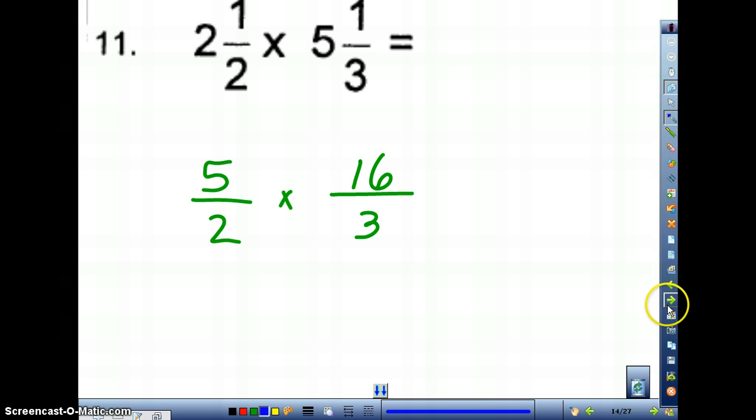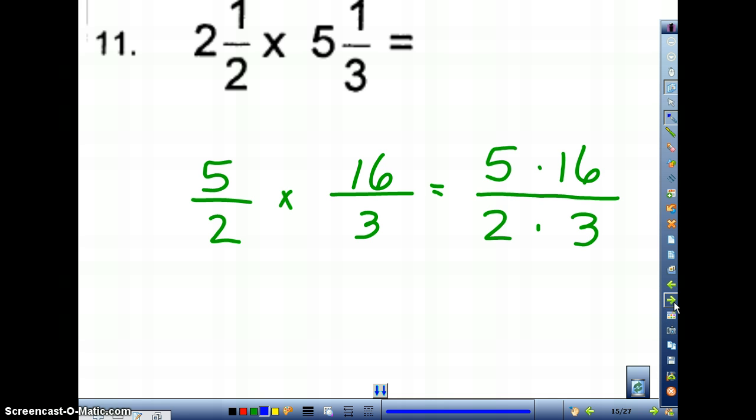Now, multiplying fractions is no problem. Tops times tops and bottoms times bottoms. You get this. I like to cross simplify here before I continue. I see that both of those are divisible by 2. And now I'm going to do my tops times tops and bottoms times bottoms.